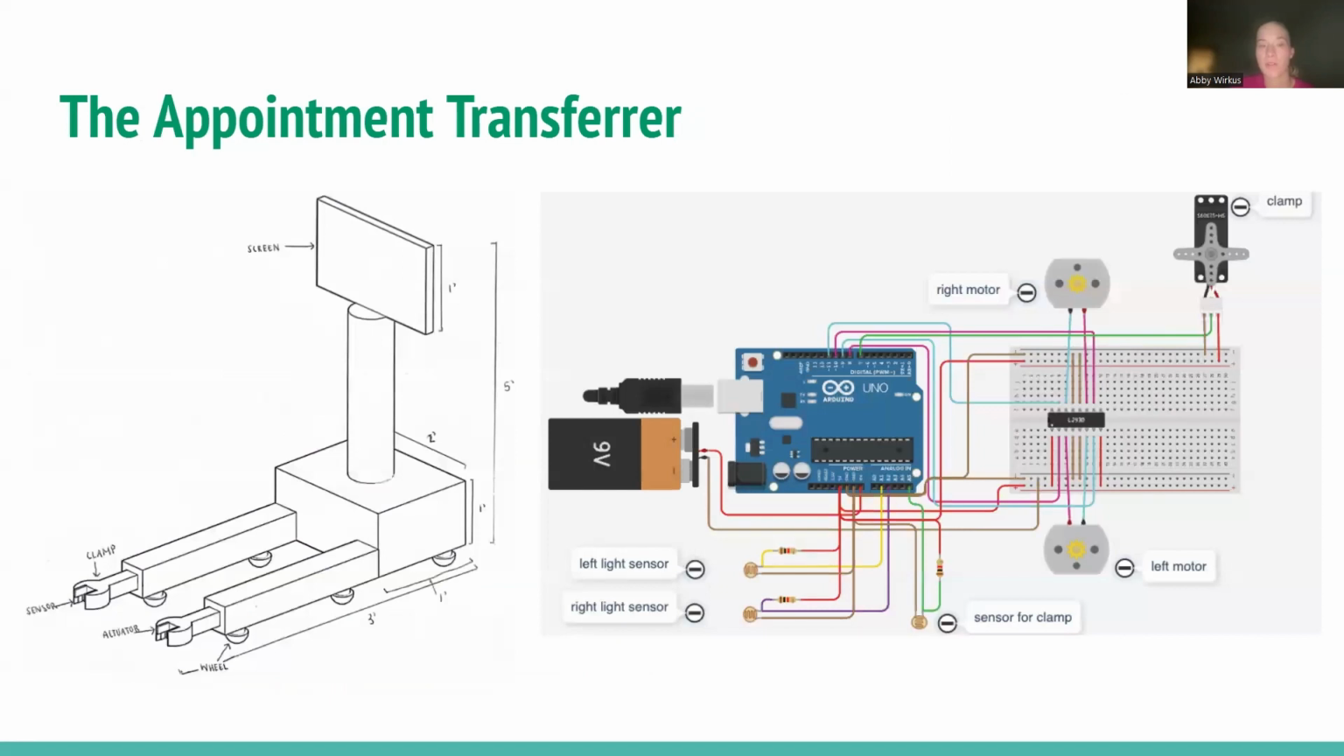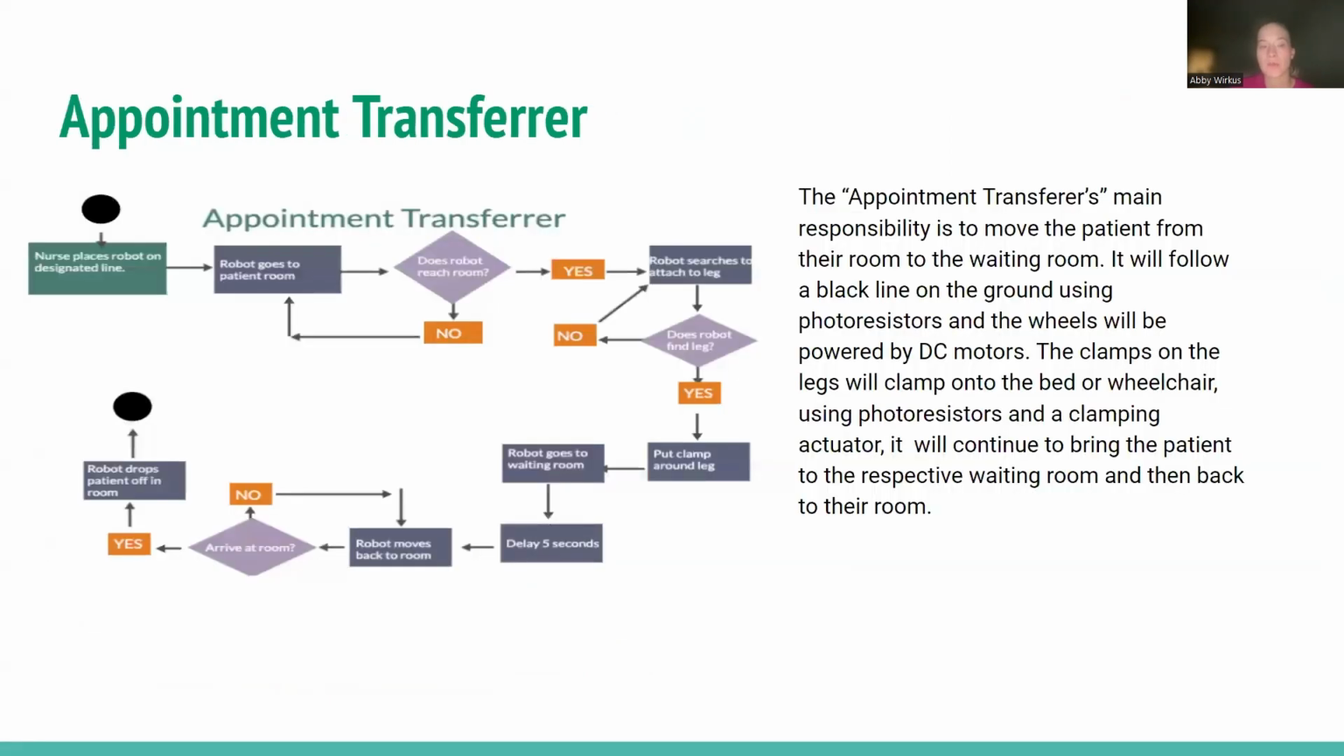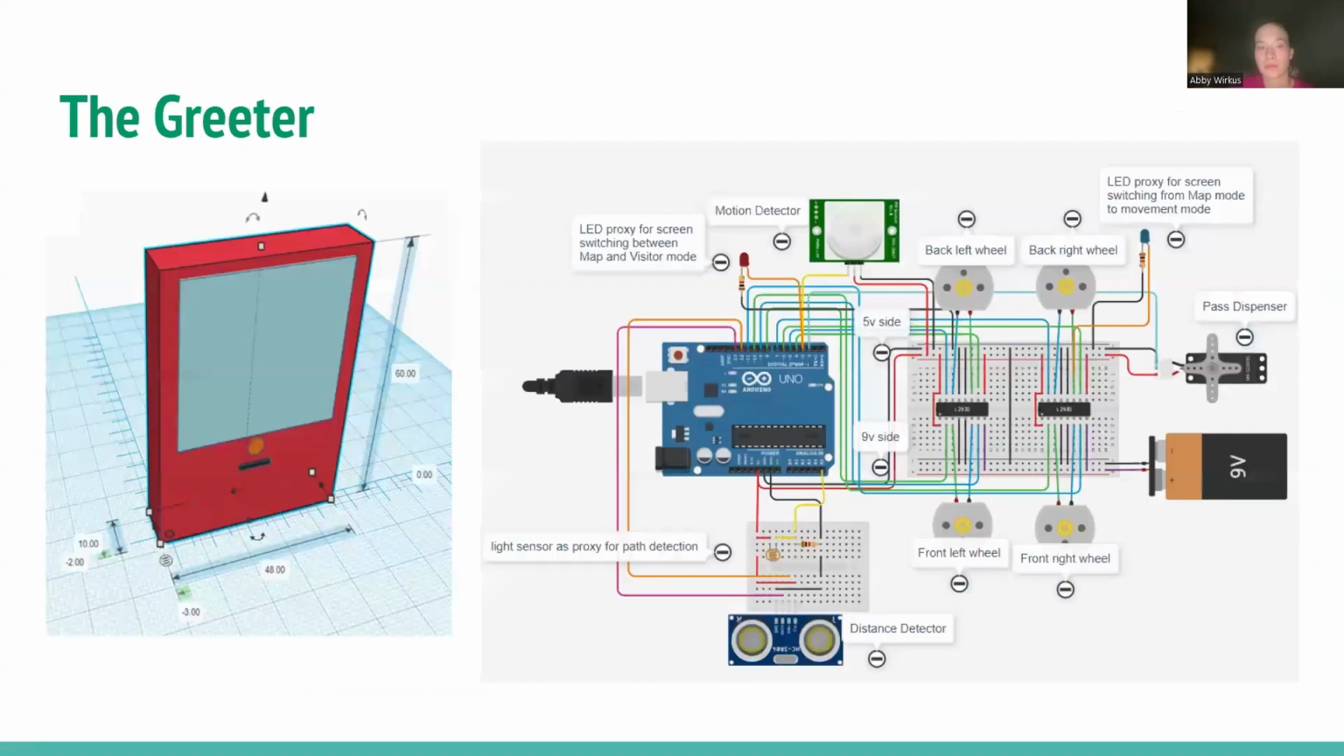This is the CAD model of the appointment transfer and a snapshot of its circuit. The actuators on this robot are DC motors on the wheels and a clamp on the legs. The sensors are photoresistors on the wheels telling the robot where to move and a photoresistor on the clamp telling it when to close. And this is a CAD model and snapshot of the circuit for the greeter.